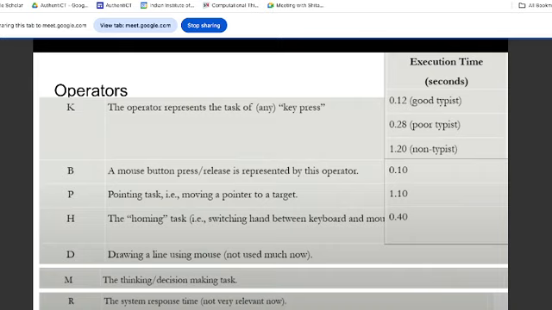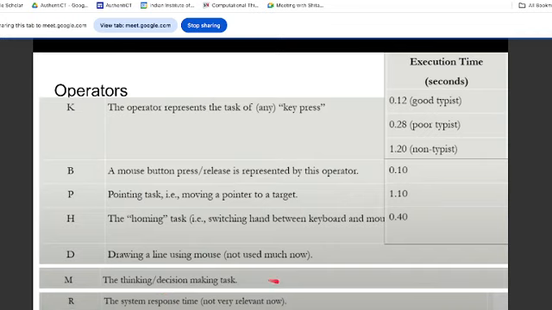Since drawing a line is not used much, and system response times, we also know, now that technology is advanced, devices are so fast, operating at nanosecond and millisecond speed. So that's why system response time is very small. So we don't worry about this time and this drawing a line time.